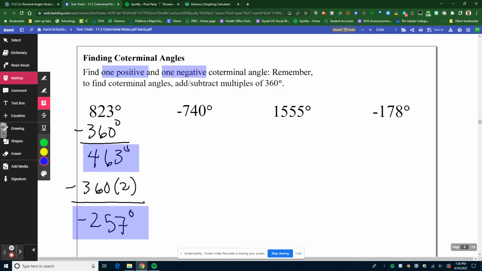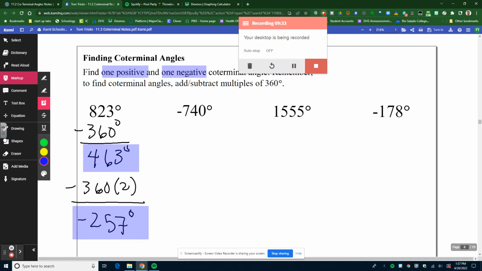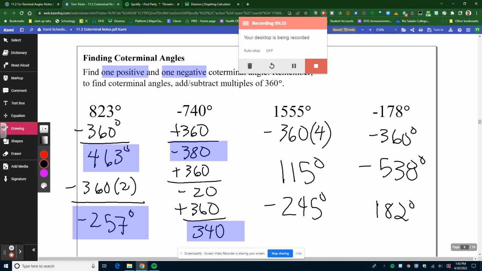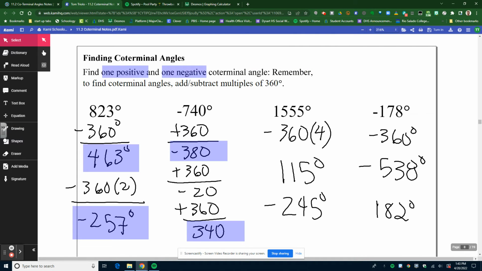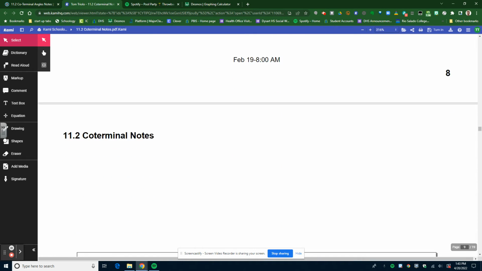You do the other three. I only need one positive and one negative coterminal angle. So just keep adding or subtracting 360 enough times that you get one negative, one positive. Now we'll come around. Questions? And these aren't the only answers. I don't care as long as it's coterminal. Coterminal means they're going to end in the same spot. That's all.